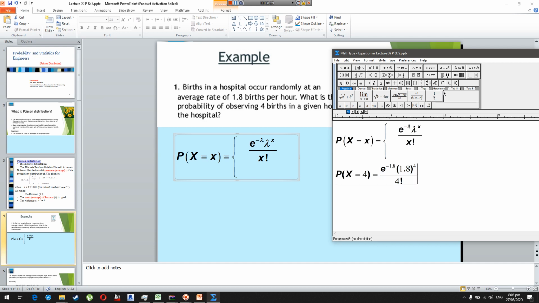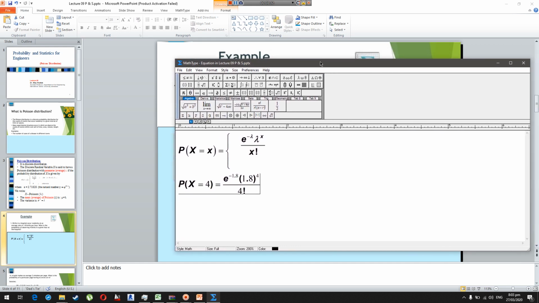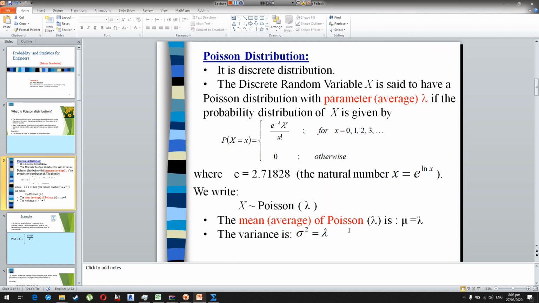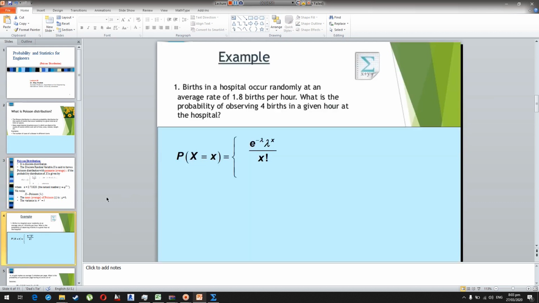So the Poisson distribution is a simple one. If they also ask you what is the mean and standard deviation of the Poisson distribution, if you have an average rate of birth 1.8, as I have already discussed in my previous slide, the mean of the Poisson distribution is equal to lambda, and the variance of the Poisson distribution is also equal to lambda. So here lambda is equal to 1.8, so that is the mean of that distribution, and that is also the variance of that distribution.